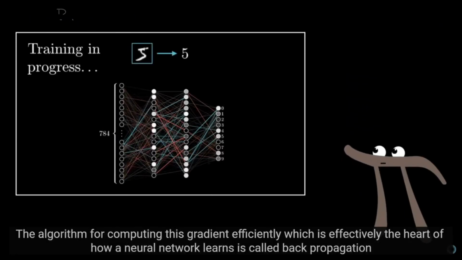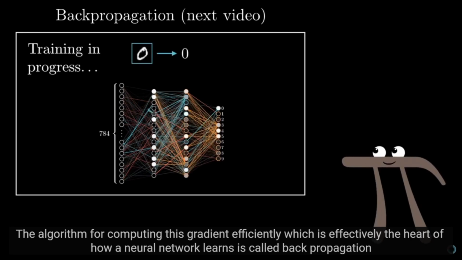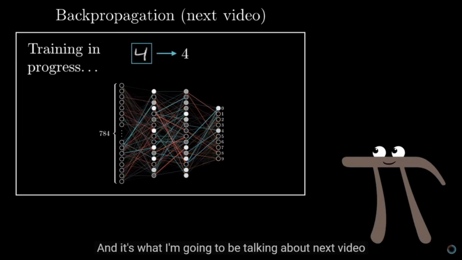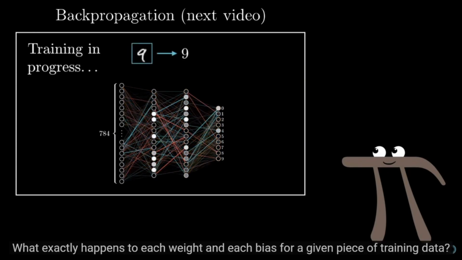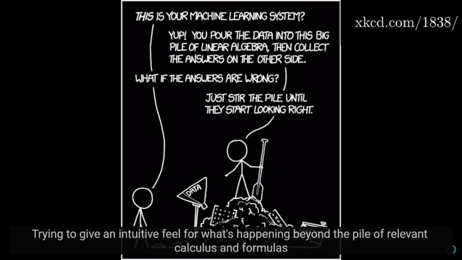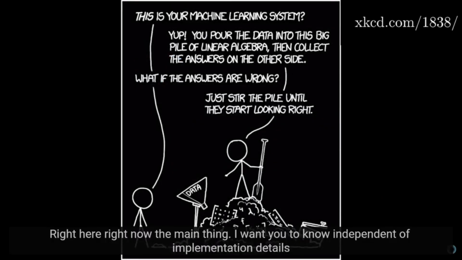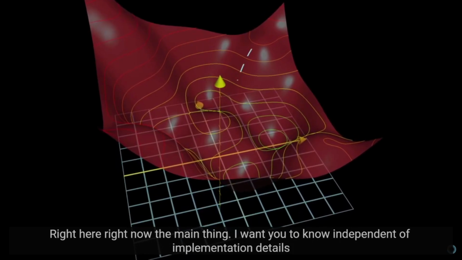The algorithm for computing this gradient efficiently, which is effectively the heart of how a neural network learns, is called backpropagation, and it's what I'm going to be talking about next video. There, I really want to take the time to walk through what exactly happens to each weight and each bias for a given piece of training data, trying to give an intuitive feel for what's happening beyond the pile of relevant calculus and formulas.